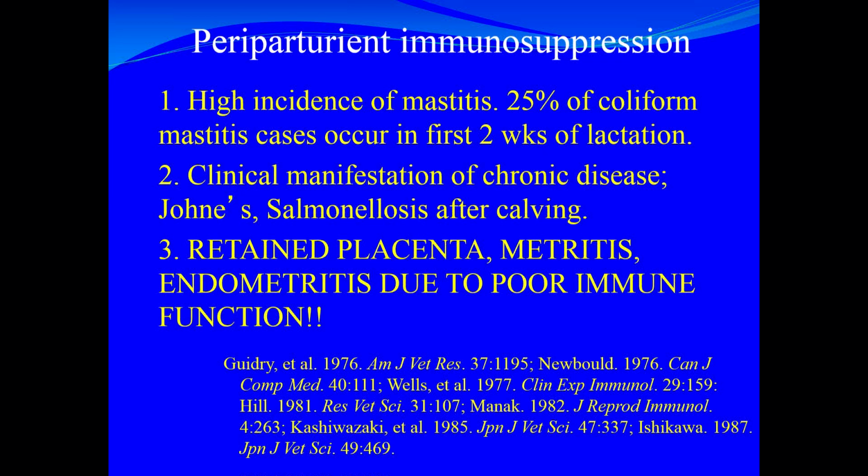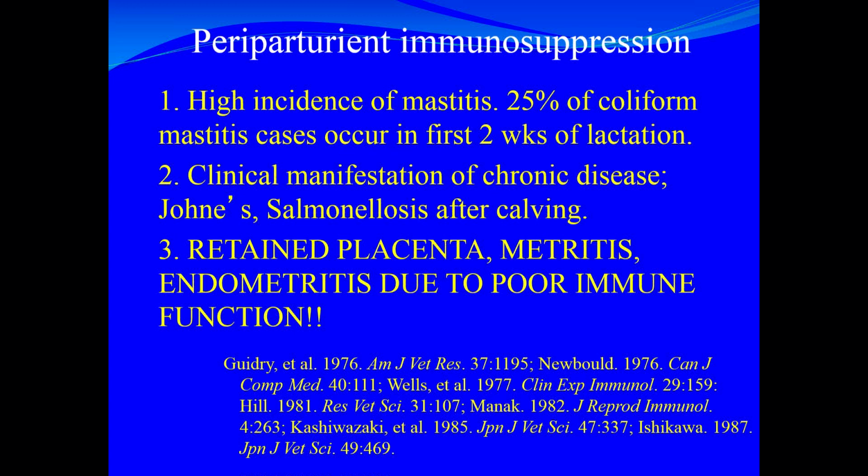Well, we know animals are immune suppressed because there's a very high incidence of mastitis. About 25% of coliform mastitis cases will occur in the first couple of weeks after lactation. And coliforms are generally an opportunistic infection.